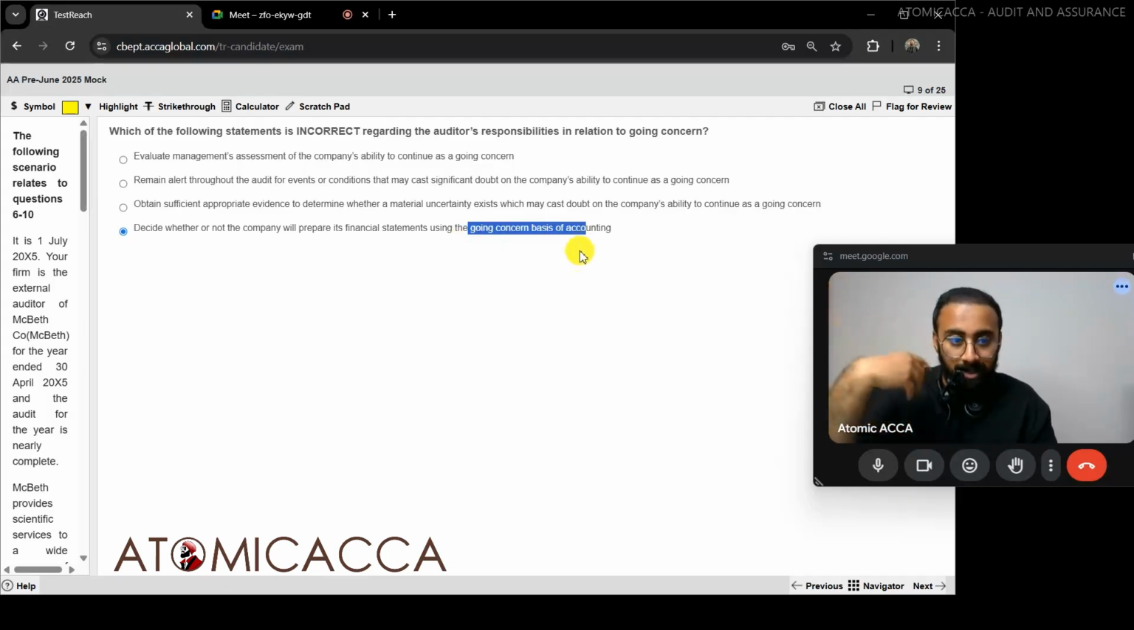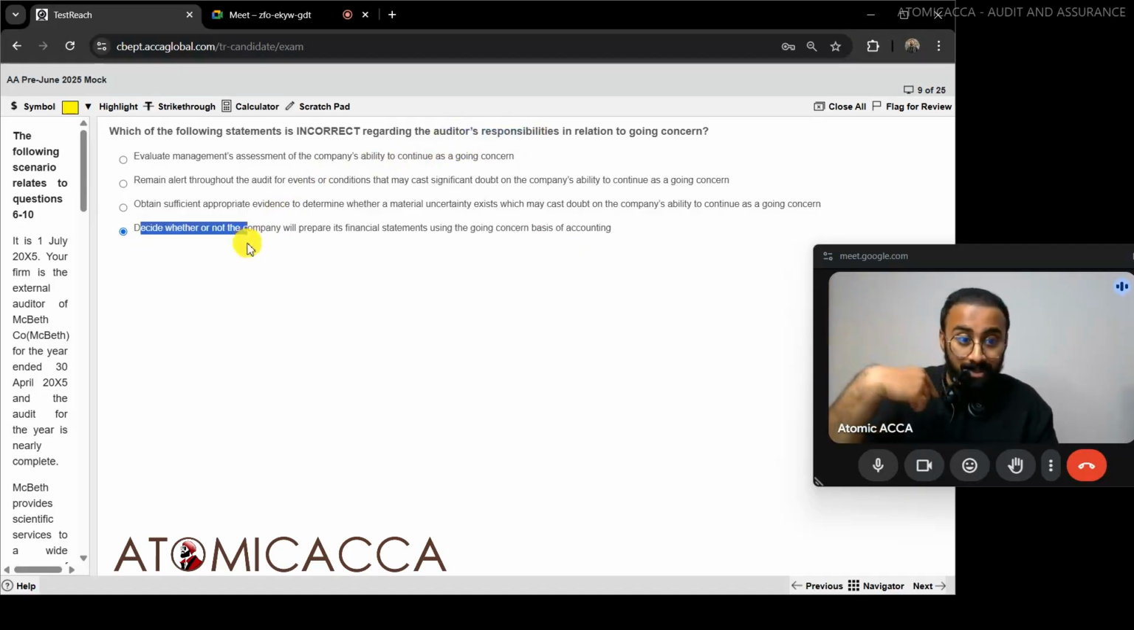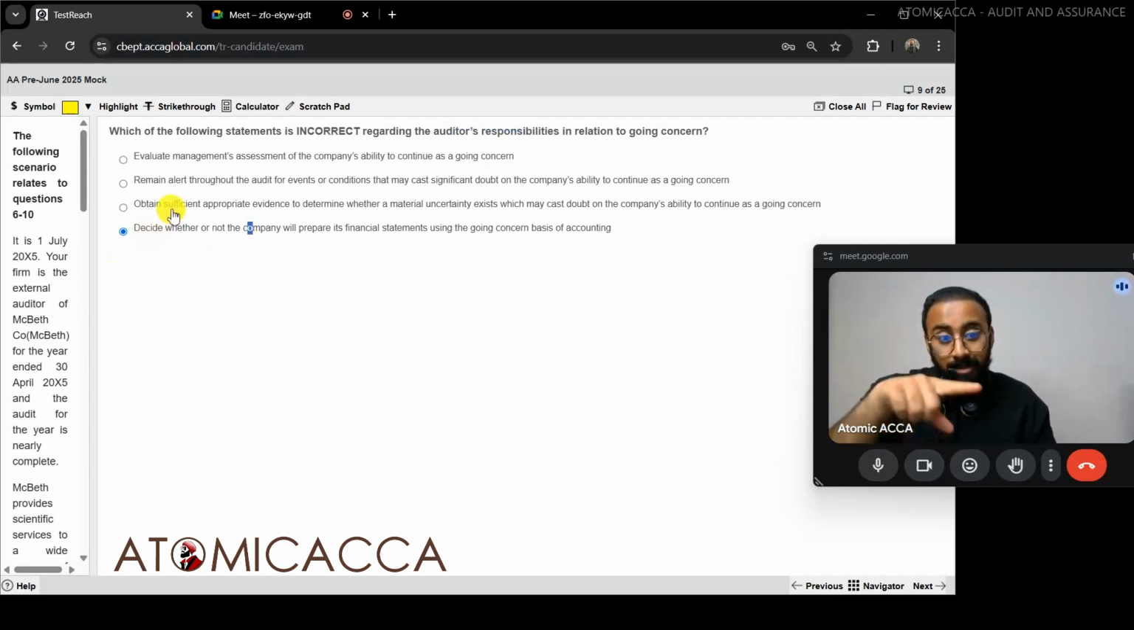I will only advise them, or I will only direct them, telling that what is the correct one. They should decide it. So it is not the auditor's responsibility to decide. Auditor's responsibility is to advise the company how to do it. Decision remains with the client company. So deciding whether or not the company will prepare this is based on client company. So this is incorrect over here. So these 3 are correct. This is incorrect. So option D is your answer.